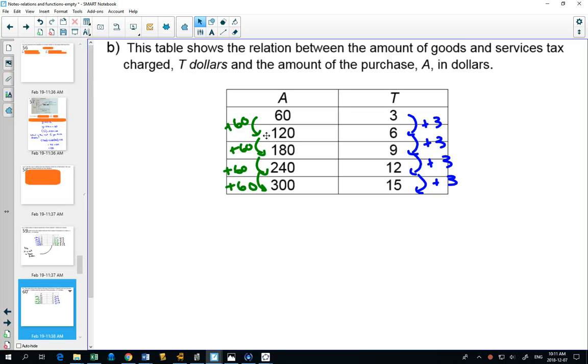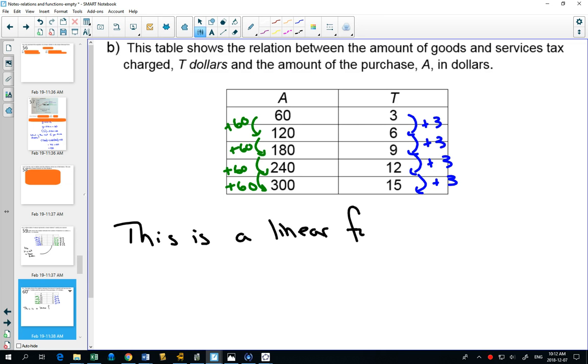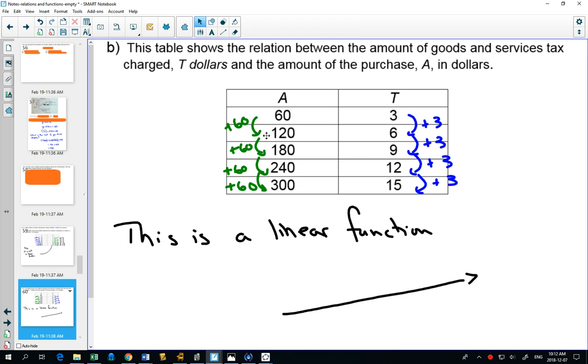Yes. And so since we have a constant change in our x values and a constant change in our y values, this is a linear function. If you did graph it, it would make a straight line.